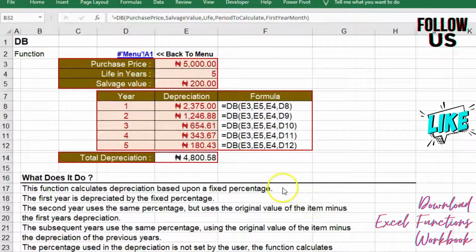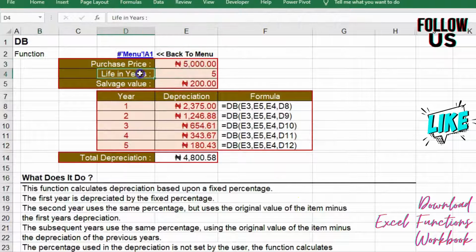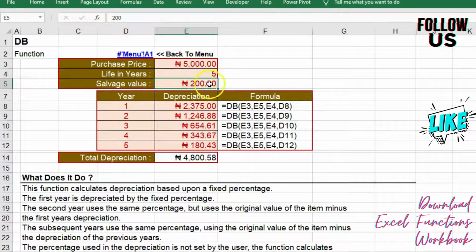Now let's look at the table above. The purchase price is 5,000 naira, the life is 5 years. The salvage value is 200. Now this salvage value means after 5 years, this purchase price cannot depreciate lower than this. So let's do the depreciation year by year.